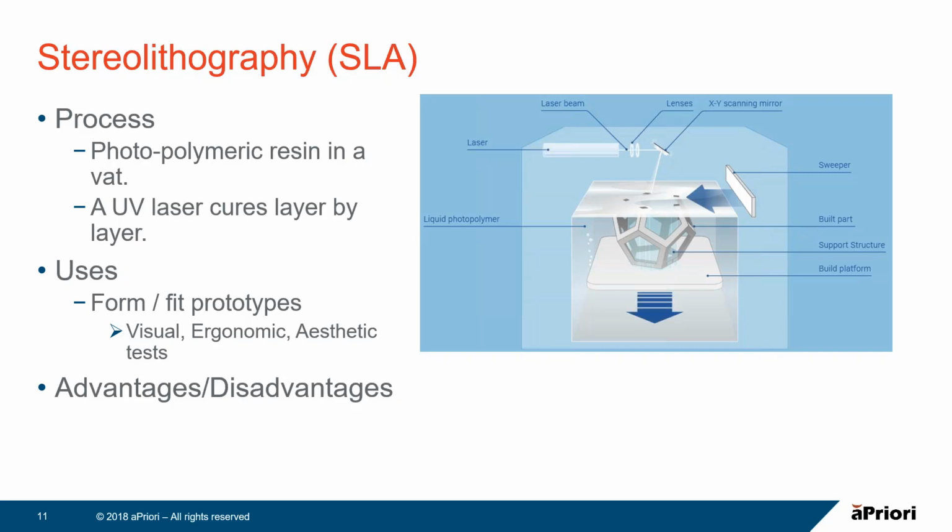The parts are typically form and fit prototypes, and for parts that might be wanting to test for visual, ergonomic, and aesthetic properties. The advantages are that a smooth surface finish can be attained without actually any finishing processes. Very high dimensional accuracy.